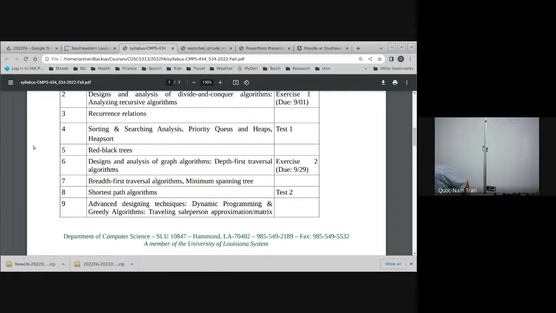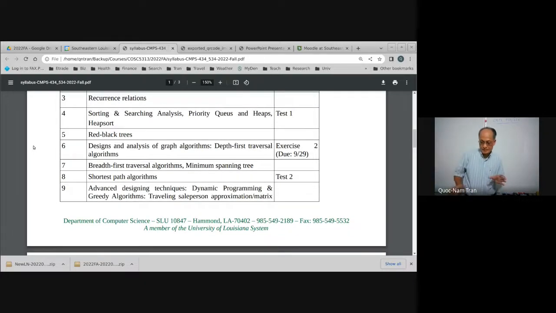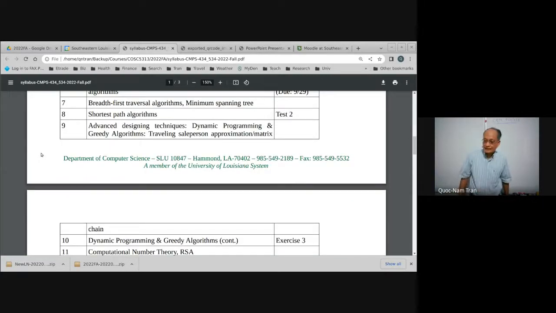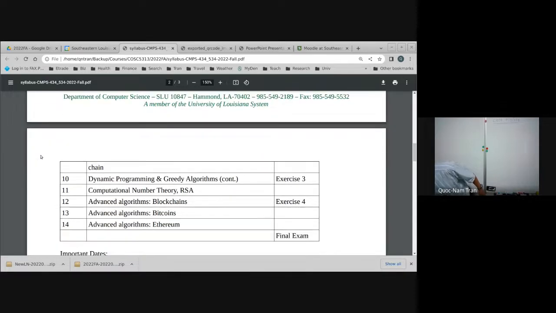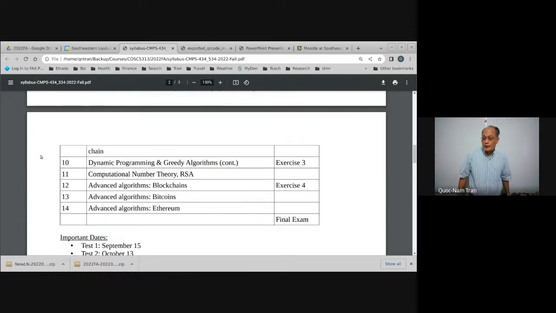And you will also learn some advanced graph algorithms, something like Dijkstra's algorithm that is used quite often in graph theory. And finally, we will learn some up-to-date, very advanced algorithms that you can see on the shared document I have on the screen. That is the computational algorithms for blockchains.